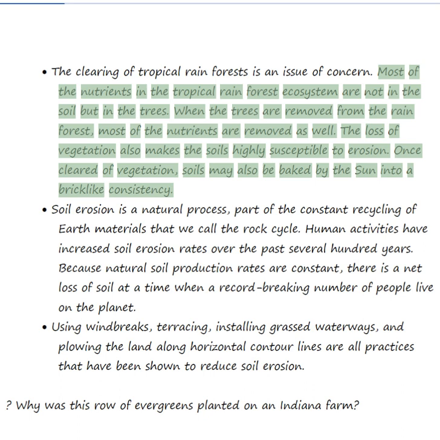Most of the nutrients in the tropical rainforest ecosystem are not in the soil but in the trees. When the trees are removed from the rainforest, most of the nutrients are removed as well. The loss of vegetation also makes the soils highly susceptible to erosion. Once cleared of vegetation, soils may also be baked by the sun into a brick-like consistency.